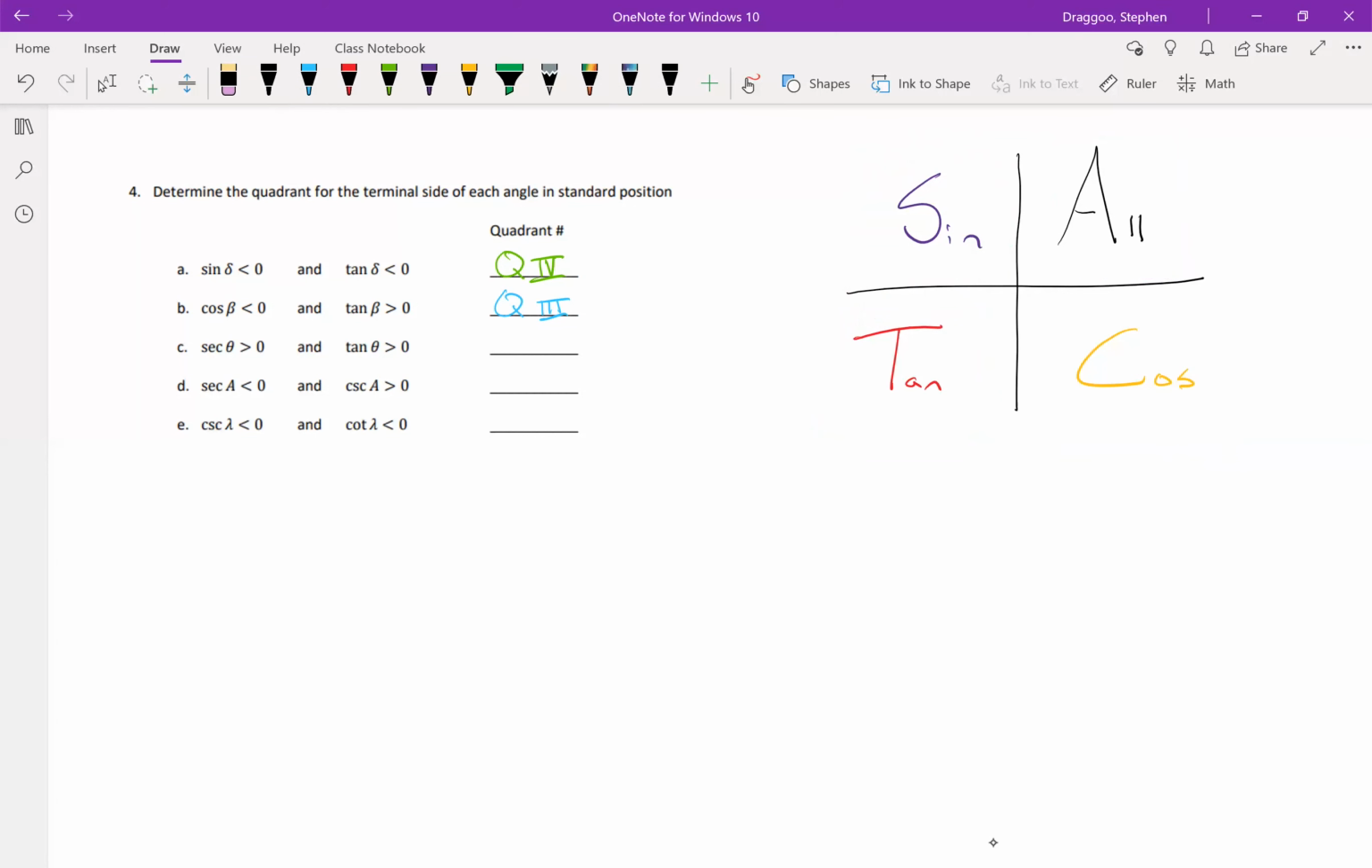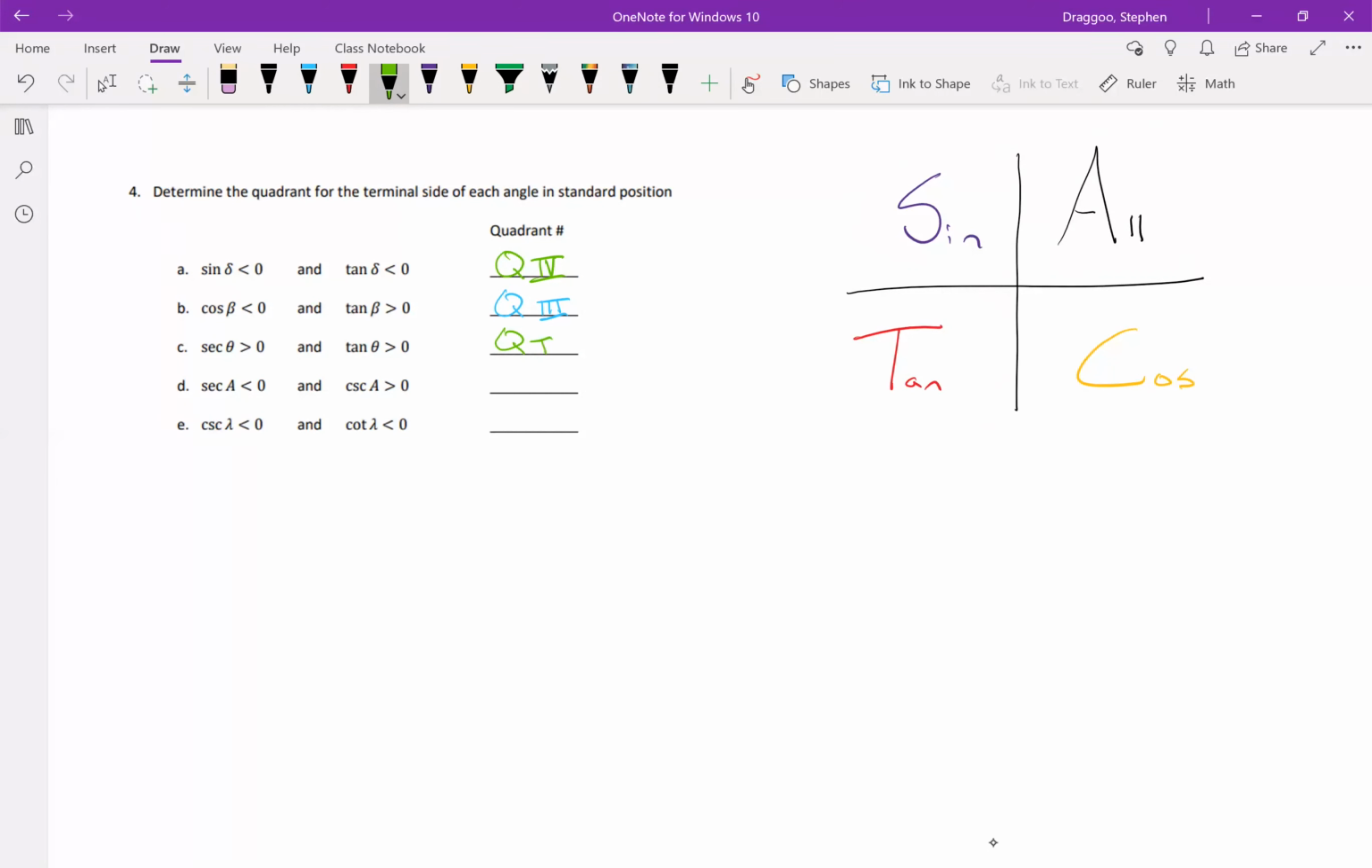Part C, secant is positive and tangent is positive. That's going to happen only in quadrant 1. Anytime we know multiple things are positive that aren't just reciprocals of each other, we must be talking about quadrant 1.